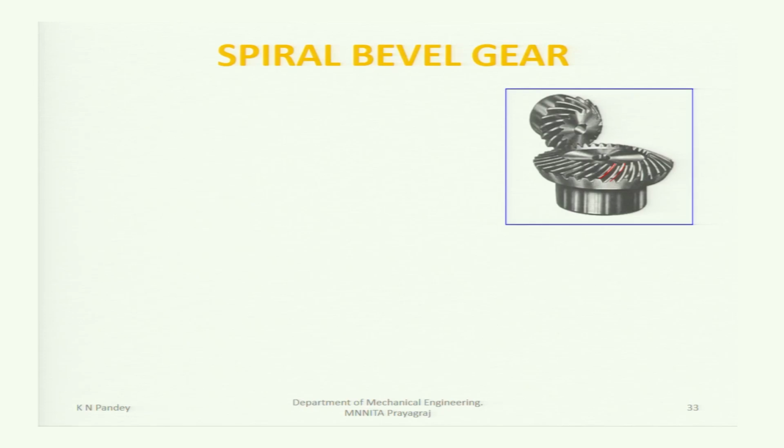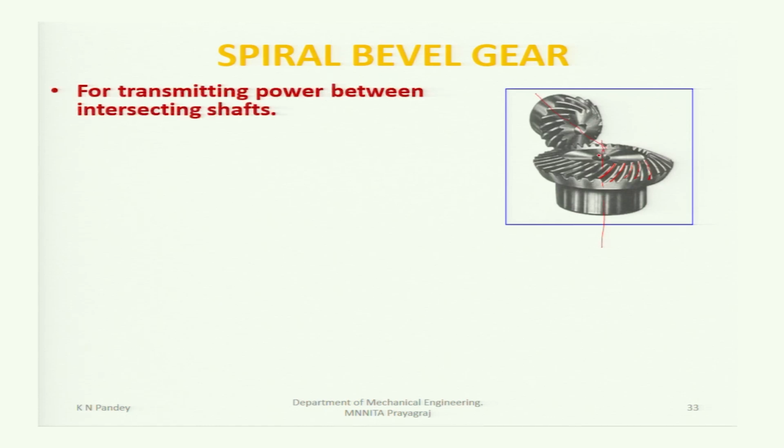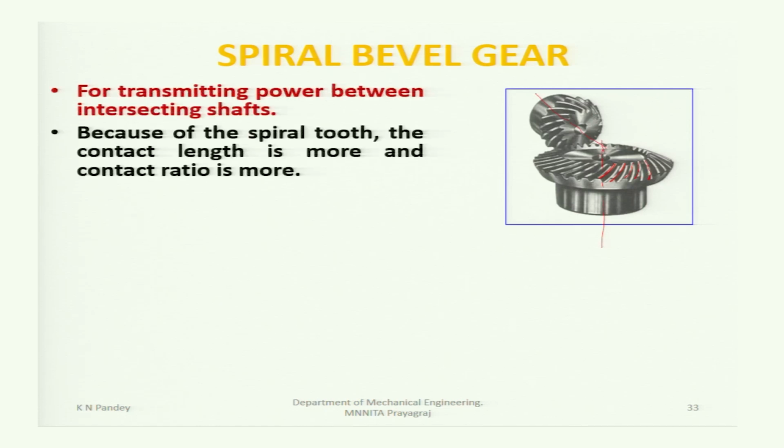Now, spiral bevel gear. Here the teeth are not straight but in a spiral form like that, you see, curved, but the axes are non-parallel and intersecting, for transmitting power between intersecting shafts.